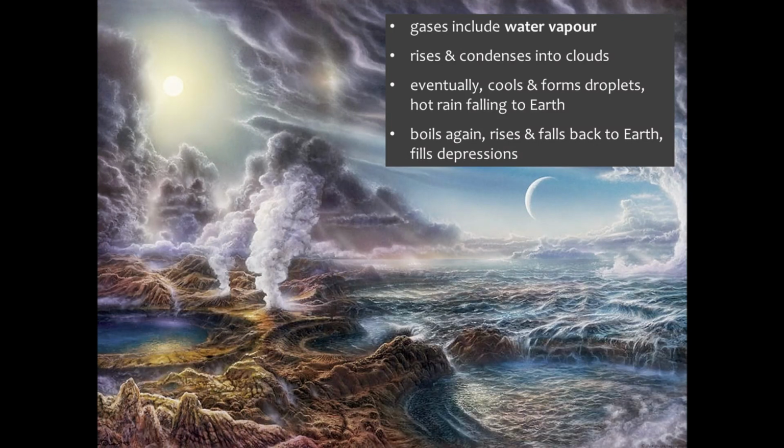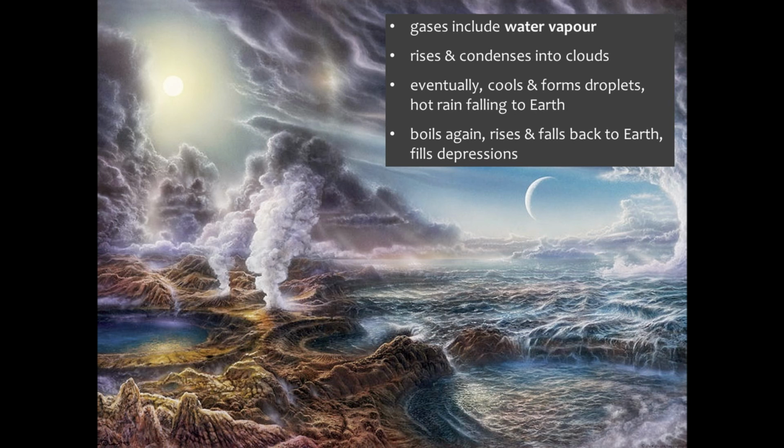This, once again, is an artist's depiction of what it might have looked like on the early Earth as the oceans were being formed. These gases being belched to the surface, once again, contain water vapor. This hot steam rises up into the atmosphere, condenses into clouds, cools, forms droplets, and eventually we have hot rain falling to the Earth.